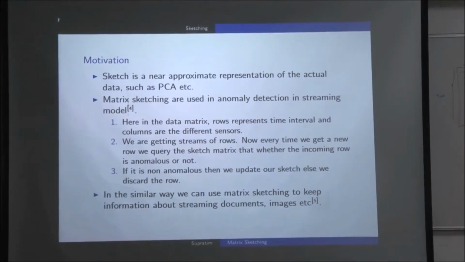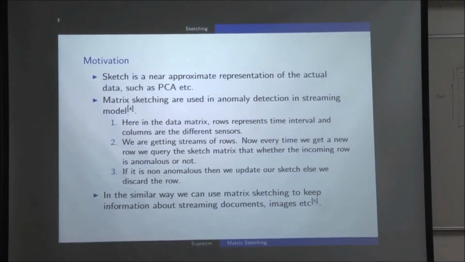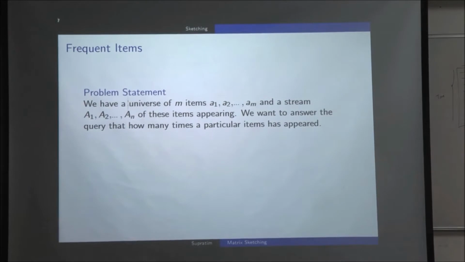Before going into matrix sketching, let us see a simpler version of it, that is frequent items. Here the problem statement is that we have a universe of size m, and from this universe we are getting a stream of data a1, a2 up to an, and we want to answer the query of how many times a particular item has appeared.